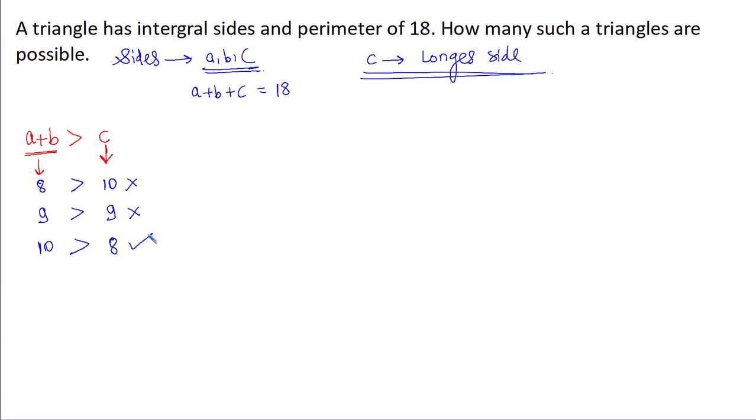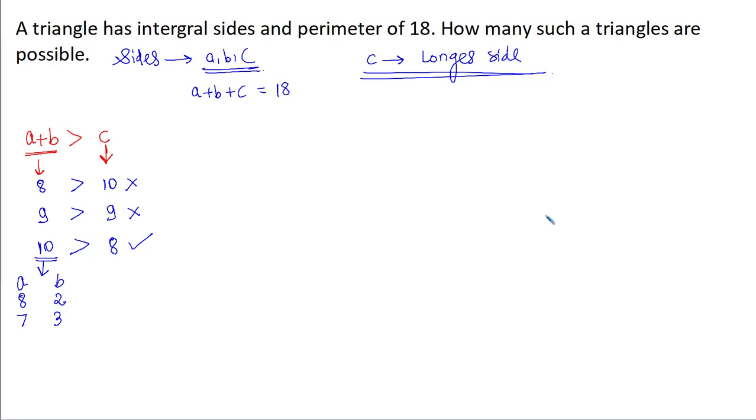Now look here, c is the longest side. Okay, so the value of a plus b is equal to 10. So a and b are going to be what? Tell me. Over here a and b are going to be what? Okay, it can be 8 plus 2. Okay, it can be 7 plus 3. It cannot be 9 plus 1 because c has to be the largest side.